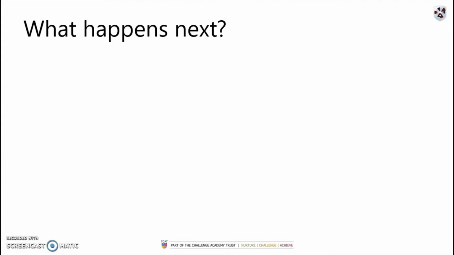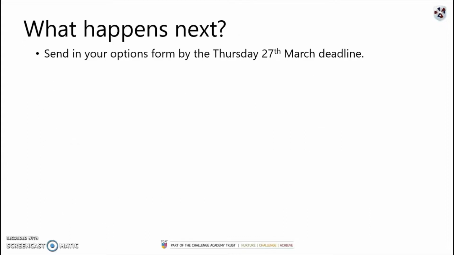What happens next? You need to send in your options form by Thursday 27th of March. That's the deadline. Now, again, as I say, we're unlikely to be in school at this point, so there are a number of ways you can get that form in. You can either fill it in electronically by following the link on the school website. You can send in a paper copy of the form, so you can drop the form into reception. Or if you struggle with either of those, you can just email your option choices direct to me.